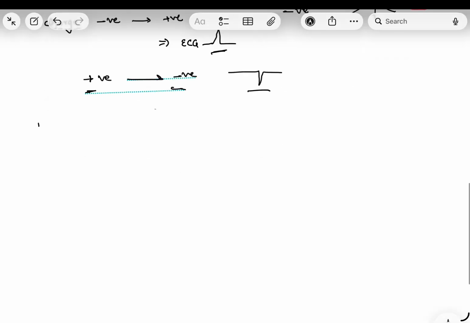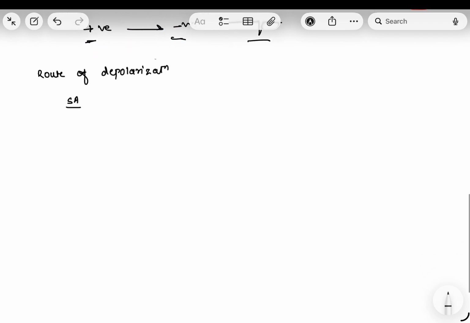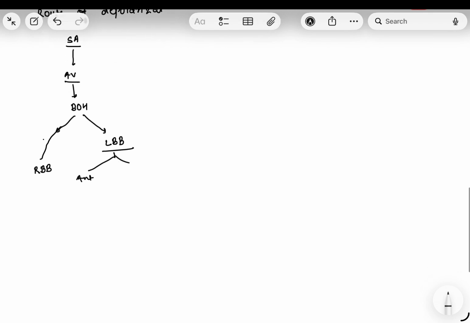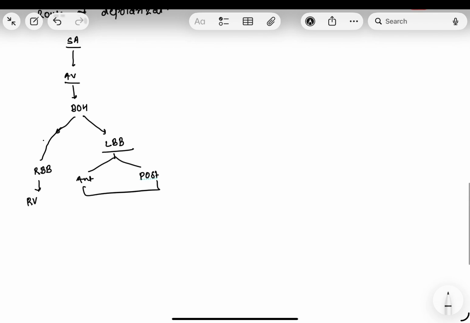Next thing to understand is the route of depolarization. The impulse starts with the SA node. From the SA node it travels to the AV node. From the AV node it travels to the bundle of His. From the bundle of His it travels to the right bundle branch and left bundle branch. There are two fasciculi, one anterior and the second posterior. From the bundle branches, it will depolarize the respective ventricles, here the right ventricle and here the left ventricle. Now there are a few characteristic features of the left bundle branch and right bundle branch.